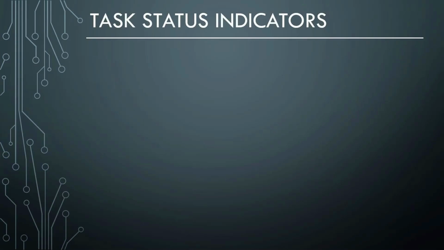But before we can take a look within Xacta 360 to see all of these different task status indicators, we need to have a brief discussion on which task status indicators there are and what they all mean. So without further ado, let's take a look at what each of these different task status indicators are. There are several major task status indicators within Xacta 360.